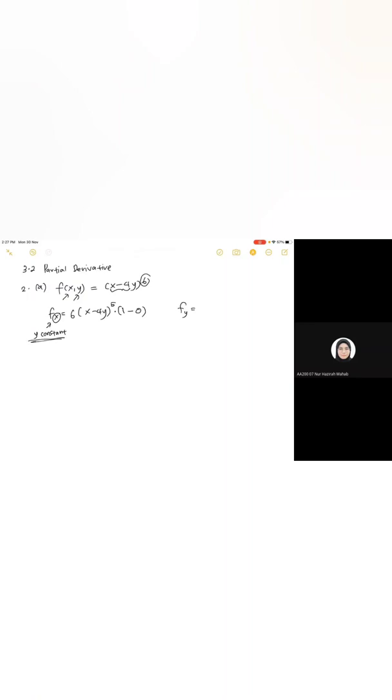How do you differentiate a constant? Say you have constant 5. You differentiate d over dx, you will get 0, because this 5 is a constant, there is no x there. So any constant a, when you differentiate with respect to x, will be 0. So that is what it means. Now your answer will be 6 times 1, all together 6, (6x minus 4y) to the power 5.